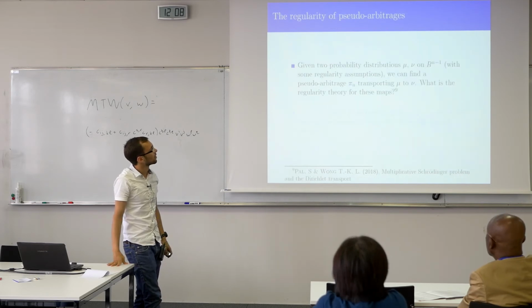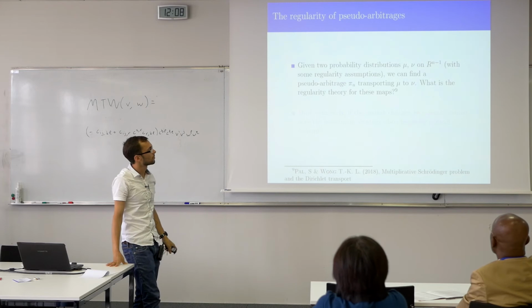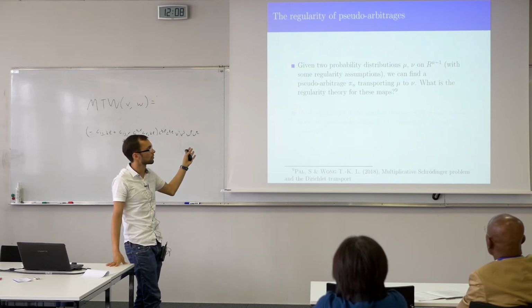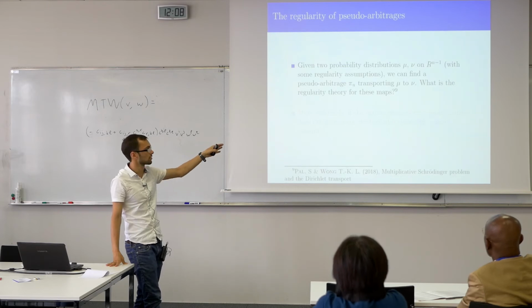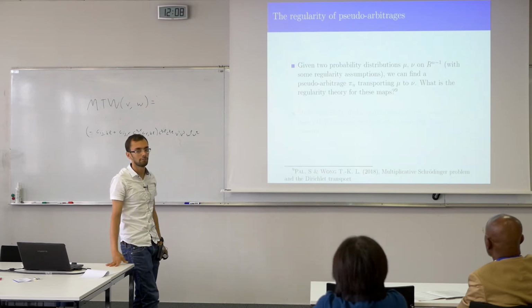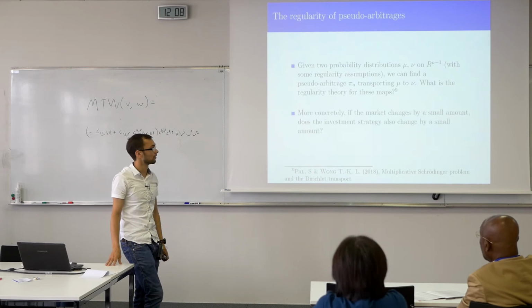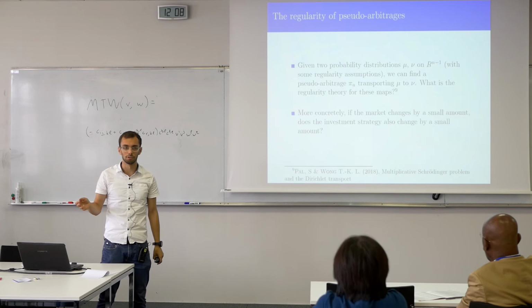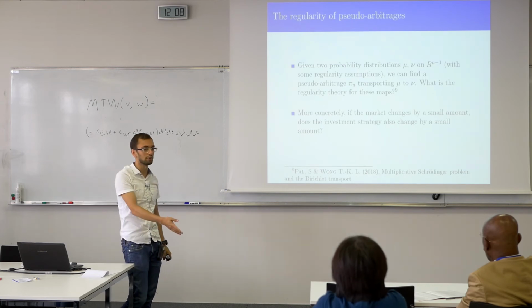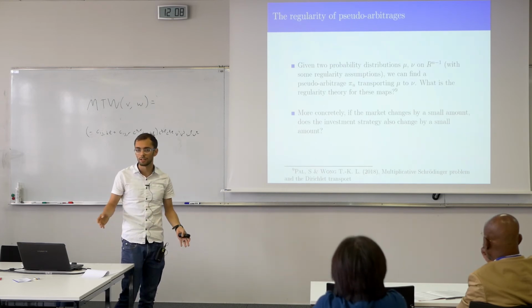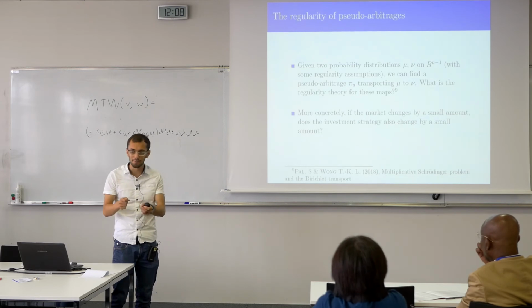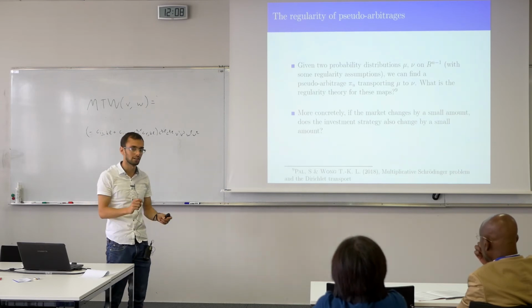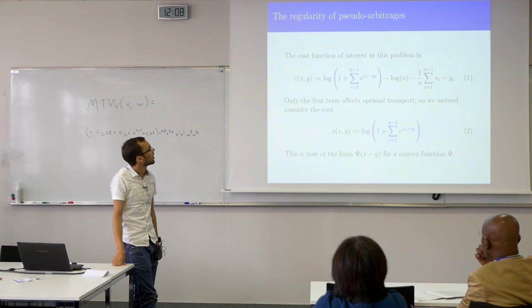Okay, so given two probability distributions with some regularity assumptions, we can find a pseudo-arbitrage which transports one measure to the other, and we want to figure out a regularity theory for these. More concretely, we want to know that if the market changes a little bit, we don't have a sudden sell-off of all of our stock in one option. That basically our investments depend continuously on the conditions.